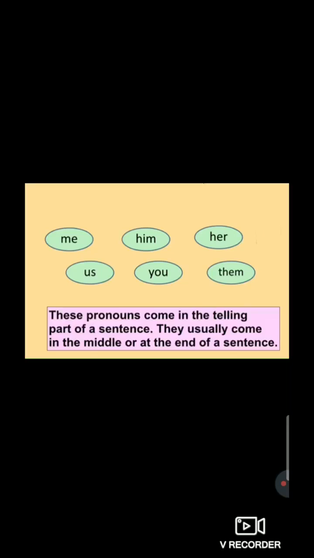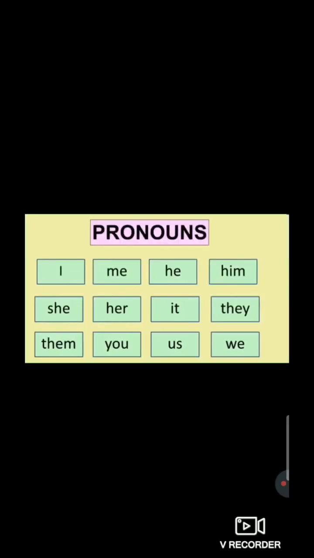Right students? I hope everyone understood what a pronoun is and how we can use pronoun words in a sentence. So students, let's see the pronoun words again. Everyone just repeat after me. I am going to recite the words. All of you just repeat after me. Pronoun words are I, she, them. Me, her, you. He, it, us. Him, they, we.